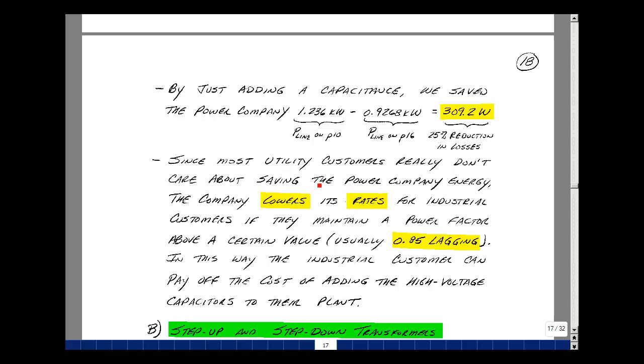Most customers don't really care about saving the power company energy. What the power company does is it lowers its rate for industrial customers if they'll maintain a power factor closer to 1. Usually they specify something like 0.85 lagging or higher. In this way, the power company is giving a price break to the customer to pay for that added capacitance. If you look near a factory, sometimes you'll see a large bank of capacitors, and what's happening is just this. They're adding a capacitive load to offset their inductive loads to essentially lower the current in the wires coming to the factory. And then by lowering their rates, they're able to pay off that capacitor in a certain amount of time.